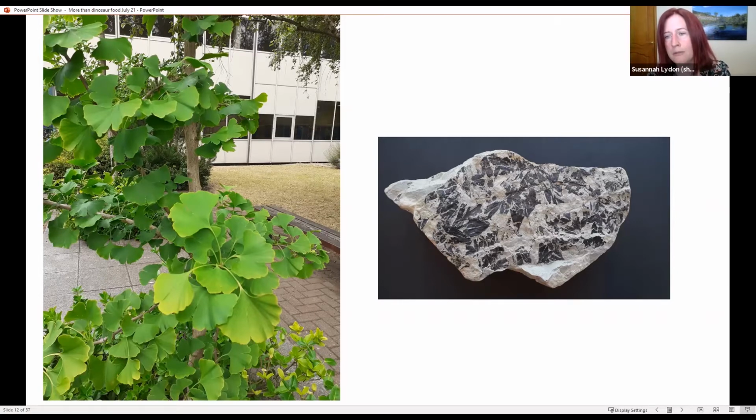This is where you have a leaf that has been compressed, and it's not just an impression. We still have some of the original leaf material there. It's been changed through time, but we have material there that can tell us some really quite cool things.